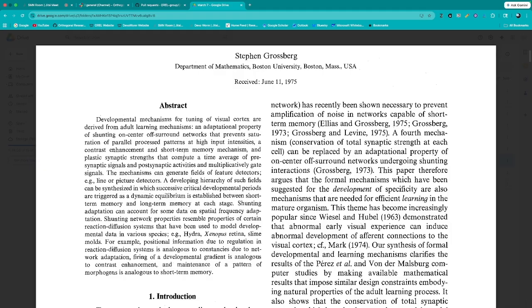A developing hierarchy of such fields can be synthesized in which successive critical developmental periods are triggered as a dynamic equilibrium is established between short-term memory and long-term memory at each stage. So he gets into this critical periods work, this critical developmental periods work, and it kind of gives you a way of approaching development and developmental sensitivities and developmental tuning.